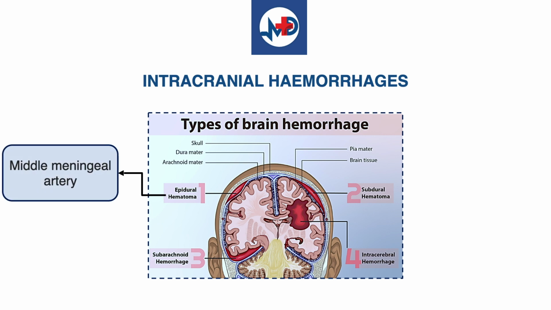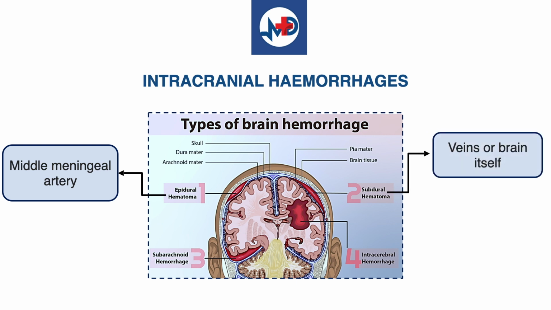Next, we've got the subdural hematoma. This occurs when a blood clot forms underneath the skull and underneath the dura but outside the brain. These can form from a tear in the veins that go from the brain to the dura or from a cut on the brain itself.